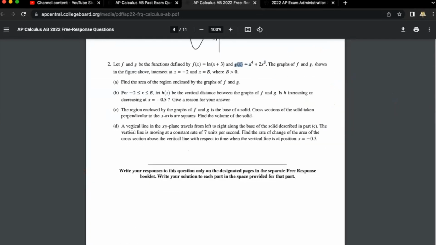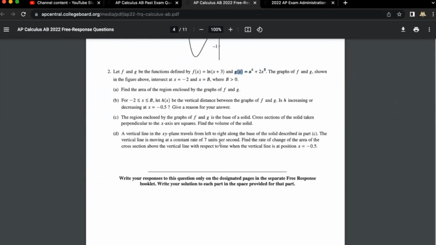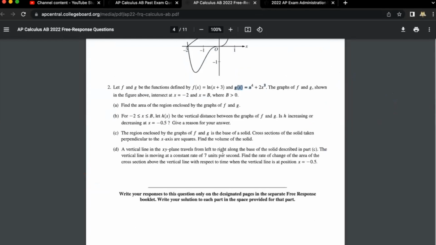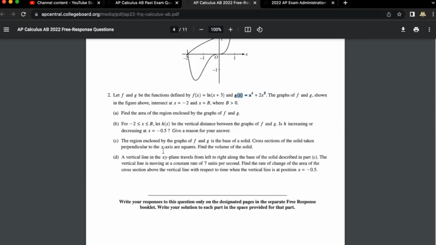Then our last thing here, vertical line in the XY plane moves from left to right along the base of the solid, okay? Described in part C. Vertical line on the XY plane. So vertical Y line, up and down. Travels from left to right, okay? Right, left to right. That's how it's traveling.